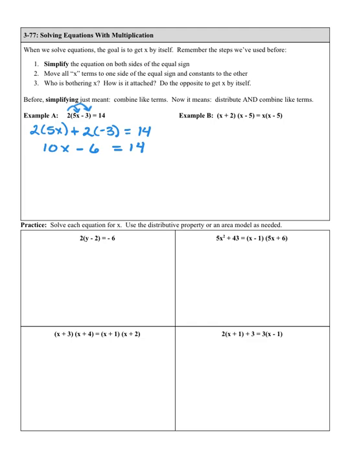We have to move the 6 over to the right side. It's a negative 6, so I'll add 6 to both sides. 10x is equal to 20, and then who's still bothering x? That 10, it's attached by multiplication, so I'll divide both sides and find that x is equal to 2.